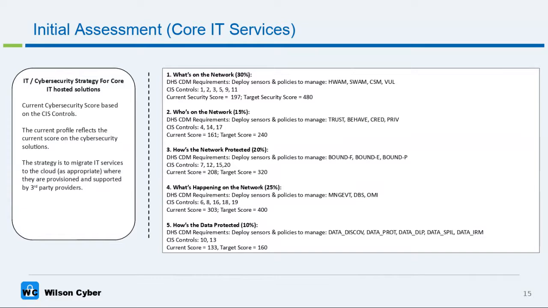And finally is area 5, how's the data protected, 10%. Really only 2 remaining CIS controls out of the 20. So it's DHS requirements for policies and sensors for data discovery, data protection, data loss prevention, data spillage, and information rights management. CIS controls 10 and 13. Current score is 133. The target score is 160. So we need to make up approximately 67 points to get to where we want to be.